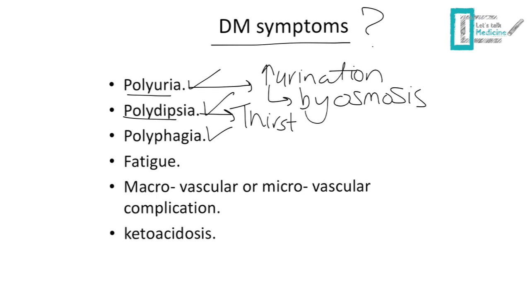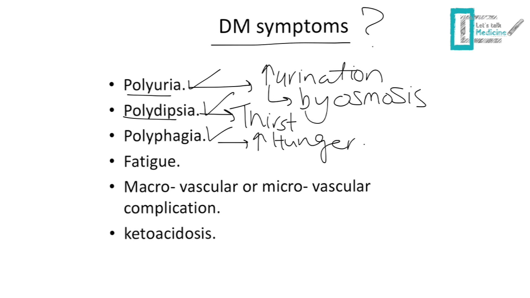For polyphagia, which is excessive hunger or increased appetite, this is because the glucose in the blood is unable to enter the cell since there is not enough insulin, so the cells will not get the needed energy, which makes the patient more hungry. The point here is that more eating will build up more glucose in the body, while the problem is with the insulin level, not with the glucose level. So it will not increase the uptake of glucose, and the patient will continue feeling hungry most of the time.